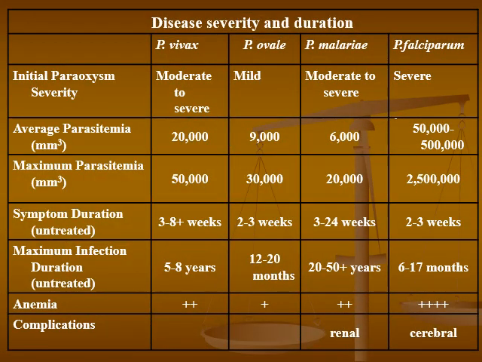This table indicates the disease severity and duration compared between the four species. Of course, here I don't want you to memorize the numbers; I want you to notice from the last two points of the table that anemia is more severe in falciparum and less severe in Plasmodium ovale. Complication: Plasmodium malariae leads to renal complication, while Plasmodium falciparum leads to cerebral complication.